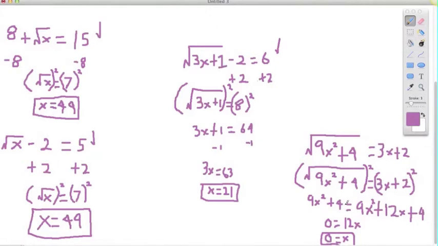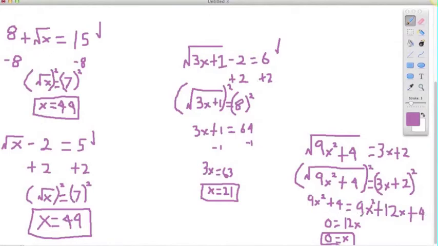Don't forget, when we're squaring, we're not squaring each term individually. We're squaring it all as a whole. If we were to square each one individually, we would get a totally different answer. Also, the numbers inside the square root don't change; they stay the same. The other side, which isn't under the square root, is different. So we have 9x squared plus 4 equals 9x squared plus 12x plus 4.